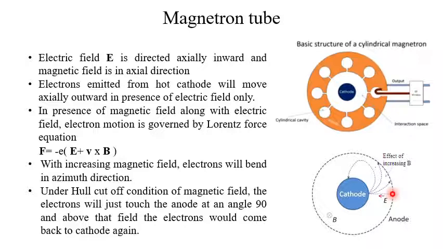In presence of a magnetic field along with the electric field, electron motion is governed by the Lorentz force equation, F equal to minus e into (E plus V cross B), where e is the electronic charge, V is the velocity of the electron, B is the magnetic induction, E is the applied electric field, and F is the force. So with increasing magnetic field, electrons will bend in the azimuth direction. They will bend in this way, and they will try to follow a circular path. This is a circular path, like this one.